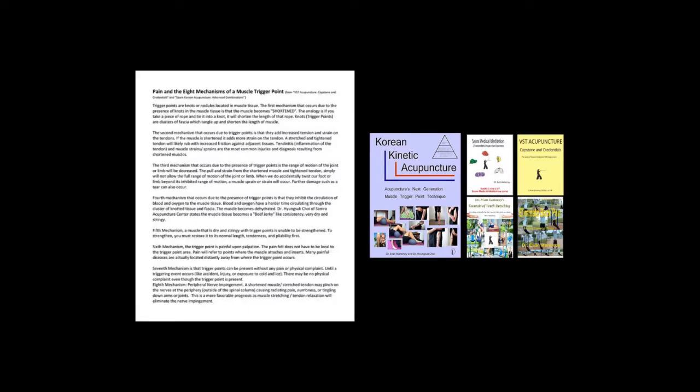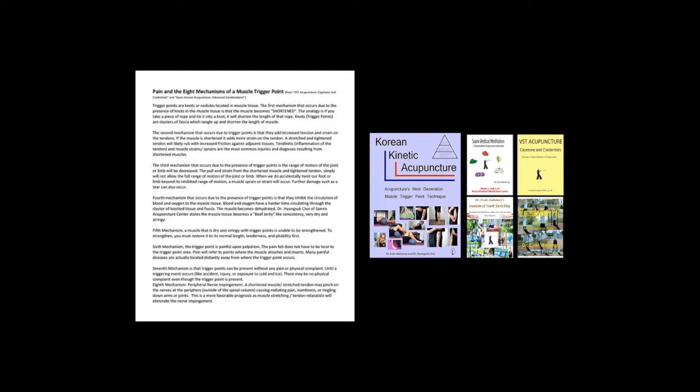Pain and the 8 mechanisms of a muscle trigger point. This is in the Korean Kinetic Acupuncture book. Trigger points are knots or nodules located in muscle tissue. The first mechanism is that the muscle becomes shortened. The analogy is if you take a piece of rope and tie a knot into it, it will shorten the length of that rope. Knots, trigger points, are clusters of fascia which tangle up and shorten the length of the muscle.